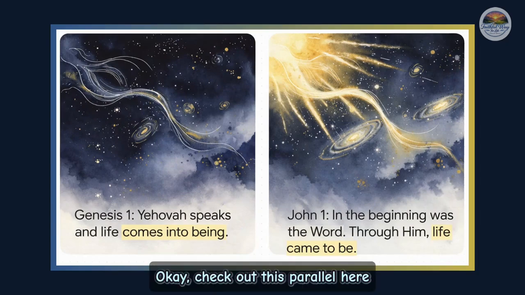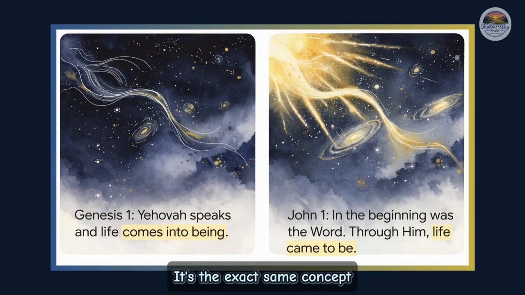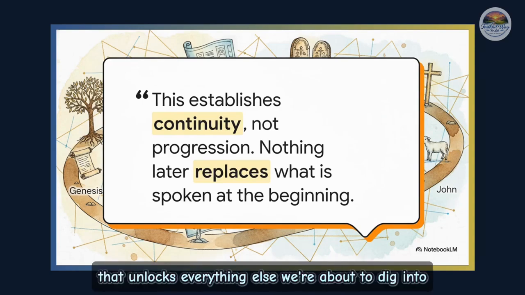Okay, check out this parallel here, because it's so powerful. Over in Genesis, God speaks, and boom, life comes into being. Then centuries later, the Gospel of John opens with, "In the beginning was the Word, and through him all things were made." It's the exact same concept, just being seen from a different point in the overall story. And this is the crucial takeaway. The message isn't changing or getting replaced over time, it's being consistently revealed. What was true in Genesis is just as true in John. And this idea of continuity, well, that's the key that unlocks everything else we're about to dig into.